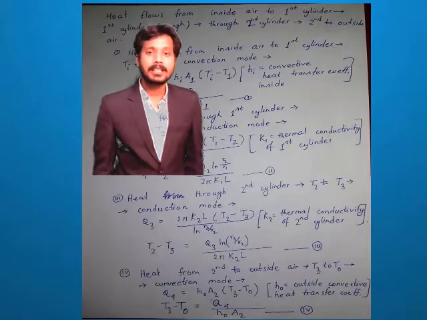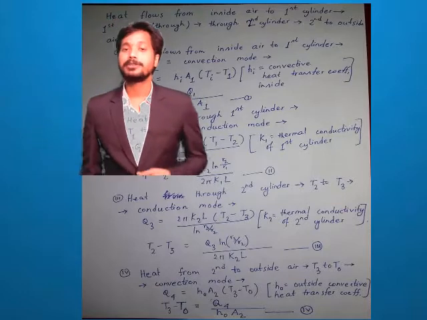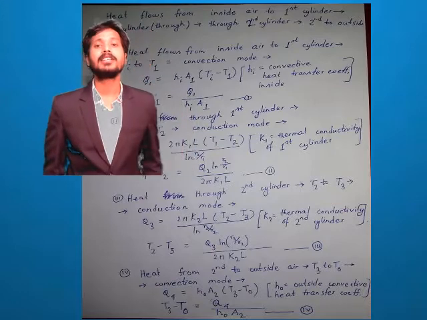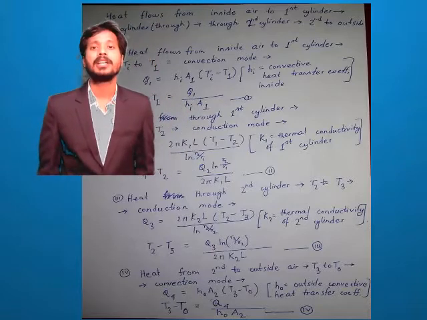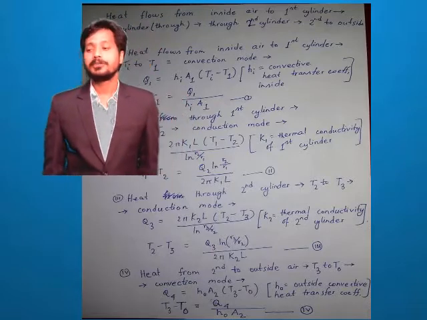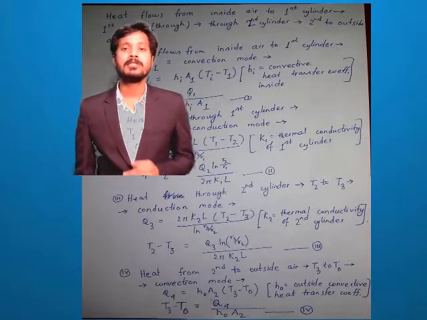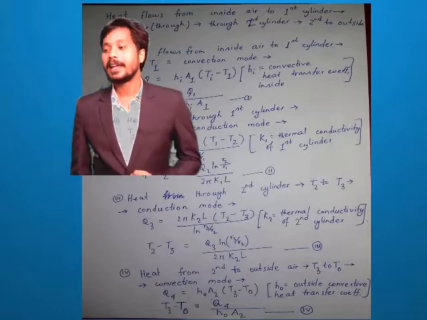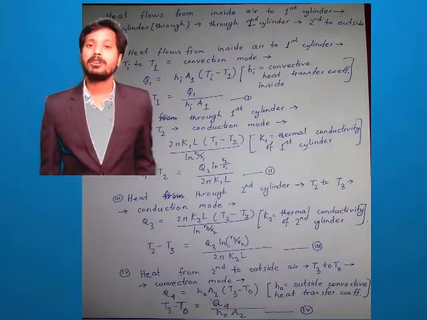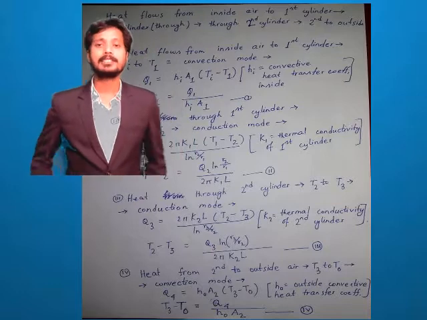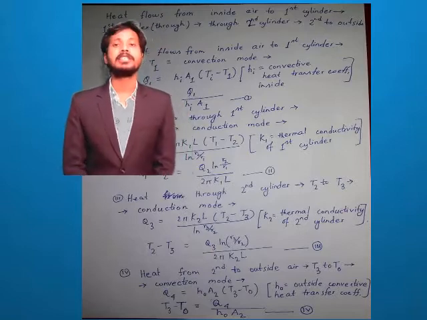Next, or last, heat will flow from the second cylinder to the ambient air, meaning from T3 to T naught. Now here the mode of heat transfer is convection, and in convection mode the formula is Newton's law of cooling, Q equals H A delta T. So if I put the values as per nomenclature, Q4 equals H naught, where H naught is the convective heat transfer coefficient outside, A2 is the area at the outside cylinder, and (T3 minus T naught). So T3 minus T naught comes to Q4 divided by H naught into A2.